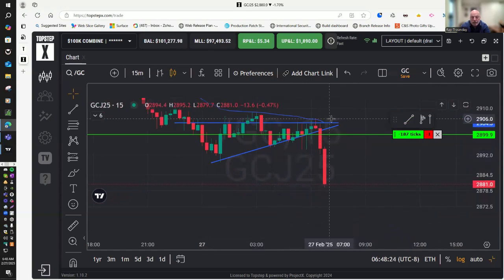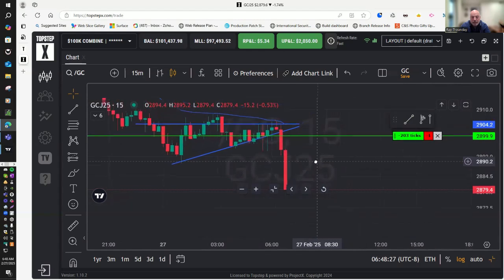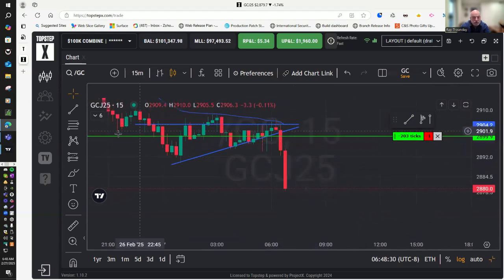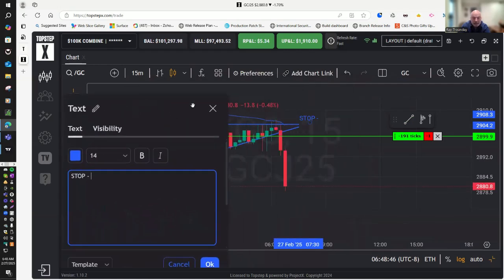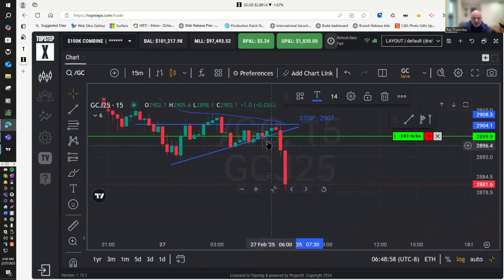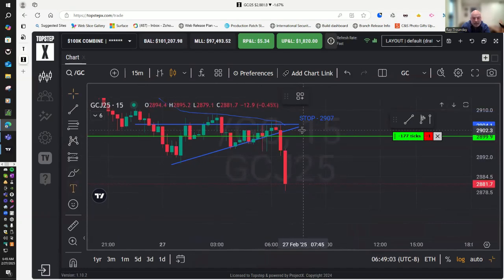While I don't have a stop in right now, the stop should be placed above this level, above this area of invalidation. I'm going to go ahead and add my stop here, or I should say entry. Again, this is a trade that we're well in profit on. The stop is 29.07, so I'm going to add that here. My entry, as you can see here, was 28.99.